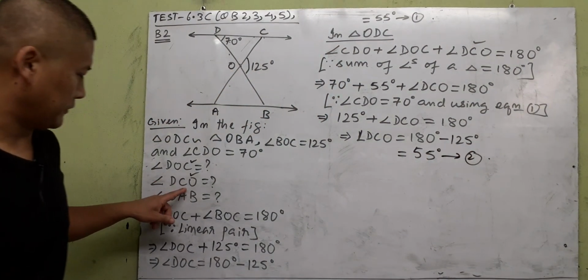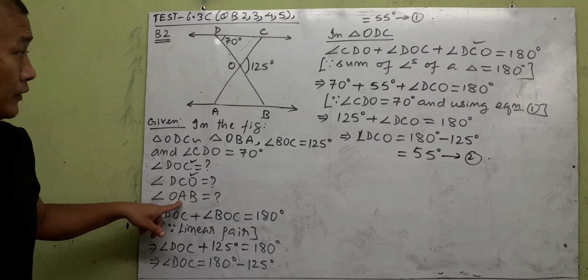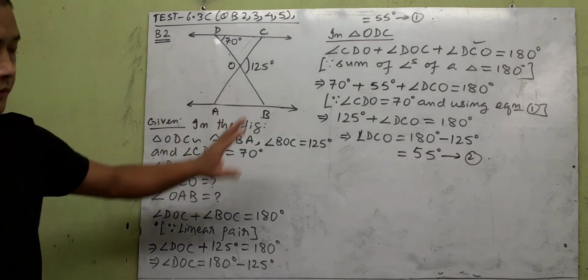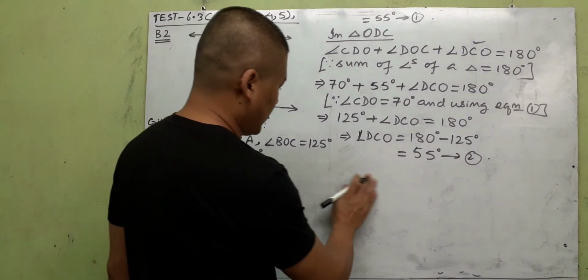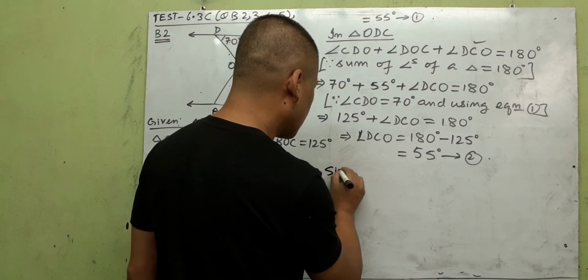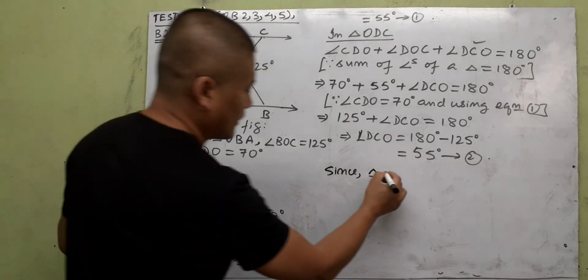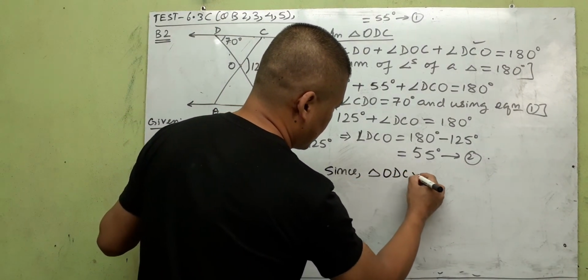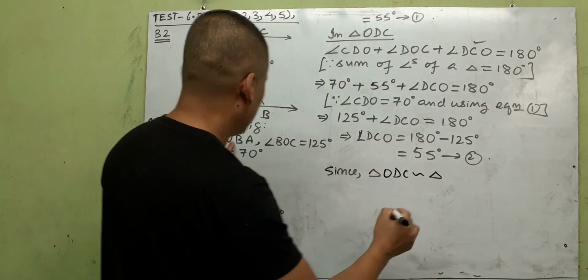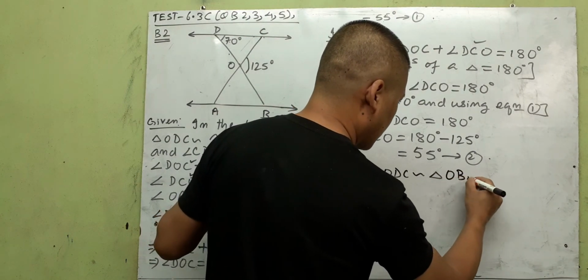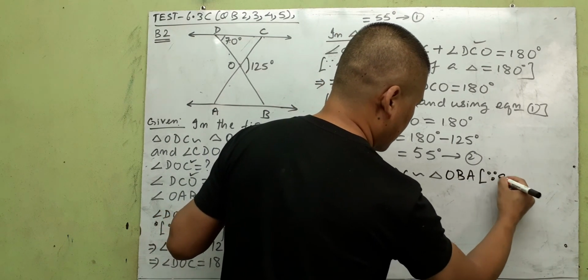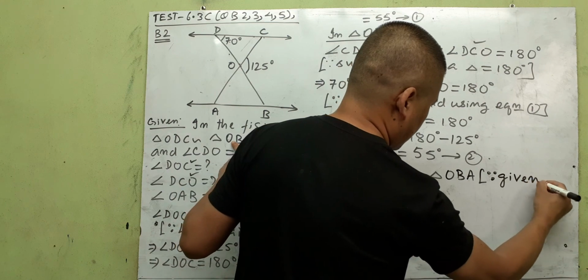So we have already found these two angles, so let's find this triangle OAB. For that, let us do like this. We know that since triangle ODC is similar to triangle OBA, as it is given in the question. So we write like that.